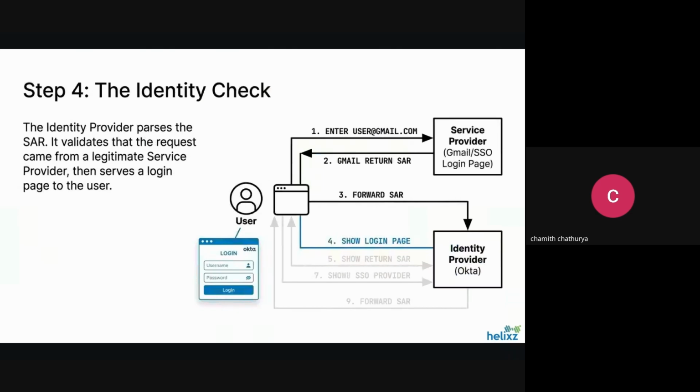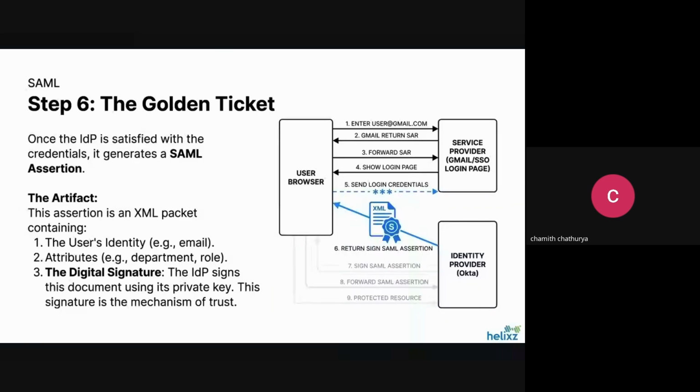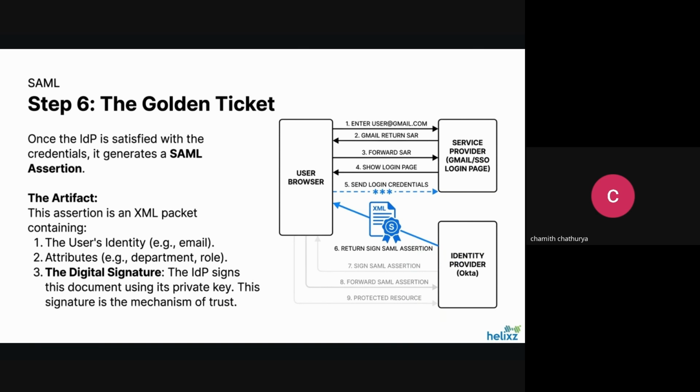The identity check. The identity provider parses the SAML authentication request. It validates that the request came from a legitimate service provider, then serves a login page to the user. Submission. The user enters their username, password, and potentially multi-factor authentication tokens. The golden ticket. Once the IDP has satisfied the credentials, it generates a SAML assertion. The SAML assertion contains the user identity, attributes, and a digital signature.